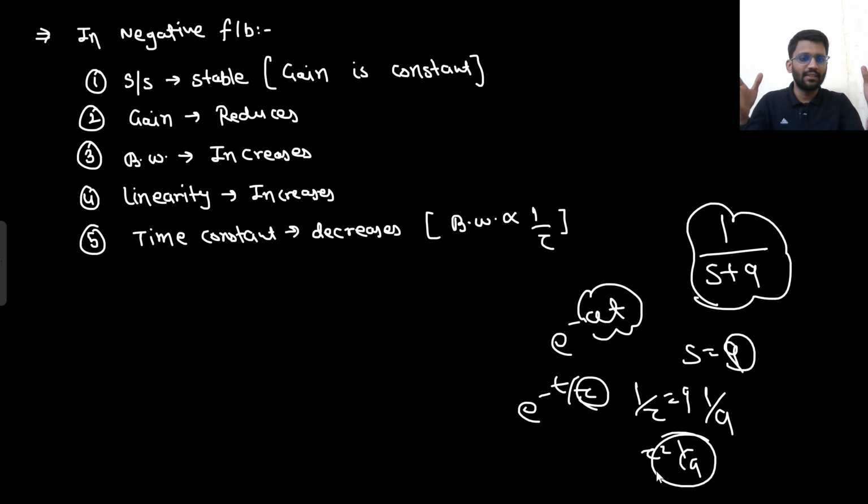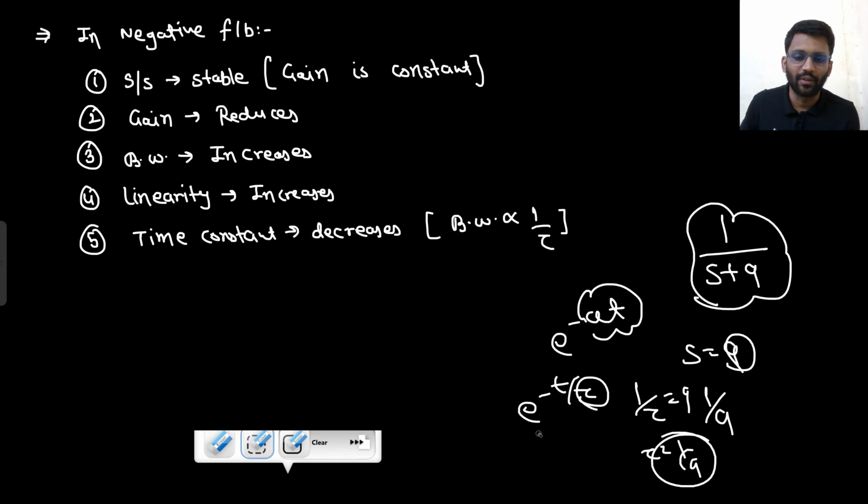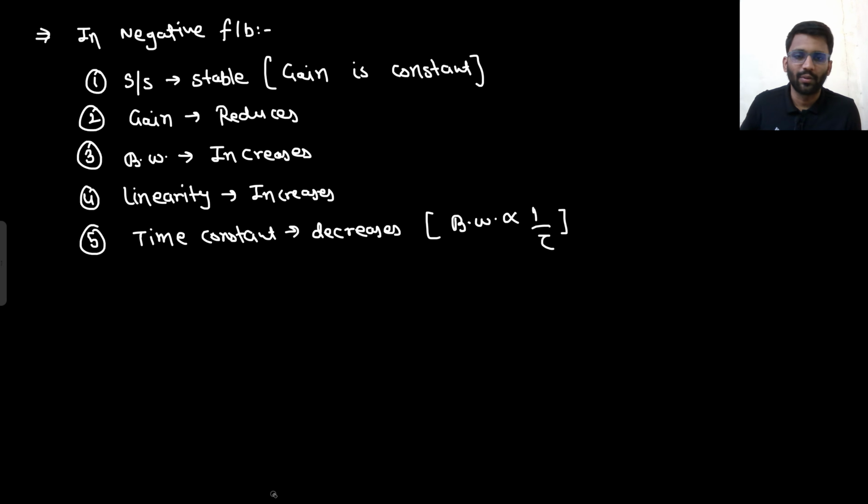So bandwidth is always inversely proportional to time constant. If time constant is large, that means bandwidth will be low. If bandwidth is low, that means time constant is large. And what do you mean by low time constant? Low time constant means the circuit will reach its steady state very quickly. And since the negative feedback system is stable, it will gain stability very quickly. So you can also tell that your time constant will be low. So time constant decreases. So this is what is happening in the negative feedback, right? So this thing you need to remember.